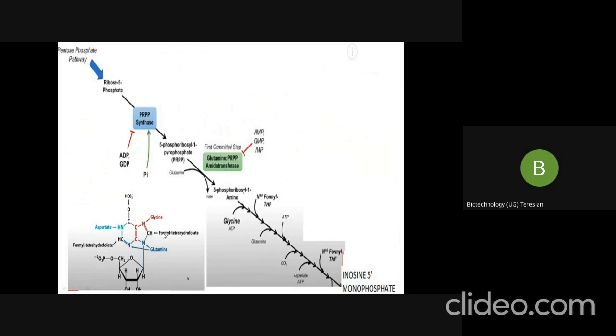So these were the raw materials, right? What we saw initially. And look at this, all the raw materials have joined together along with your pentose phosphate pathway, which produces phosphoribosyl pyrophosphate, forming the IMP. So next, what happens to this IMP and how the synthesis is formed, we shall look into this.